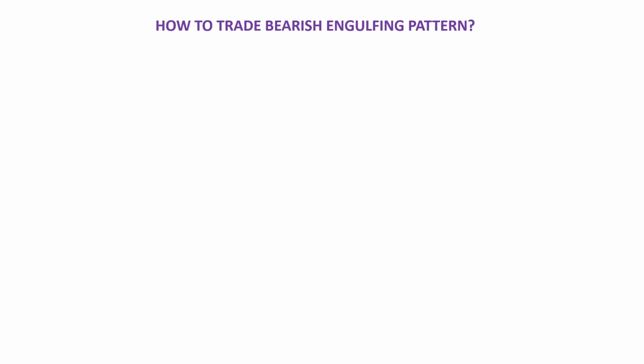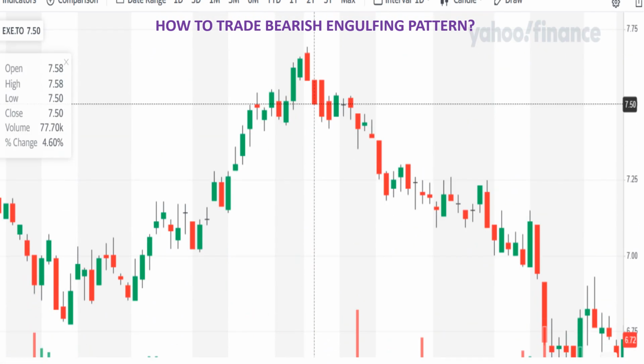How to trade bearish engulfing pattern. In a daily chart of EXC stock, there is an initial uptrend. You see the trend is going up, and at the top of this uptrend we have this bearish engulfing pattern that suggests a possible trend reversal from uptrend to downtrend.